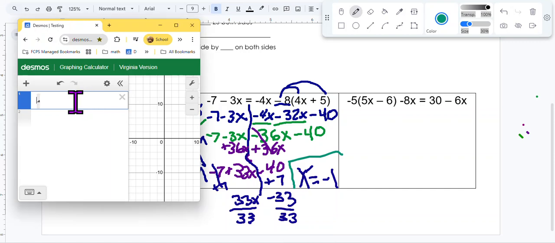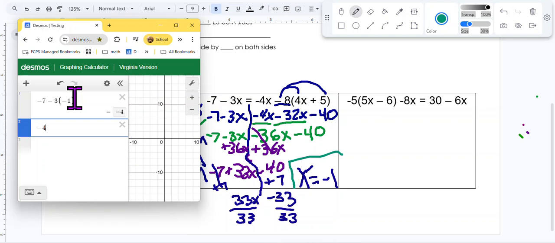All right, let's check our work, see if we got it right. Okay, so my left side is negative 7 minus 3, and then it says x. So instead of x, I'm going to put in negative 1. And then on my right side, I got negative 4, and then it says x, but instead of x, I'm going to plug in negative 1. Remember, substitute with parentheses. And then minus 8, and then parentheses 4, and then I have another x. So I'm going to put parentheses, negative 1, close parentheses, and then plus 5. And close my big parentheses.